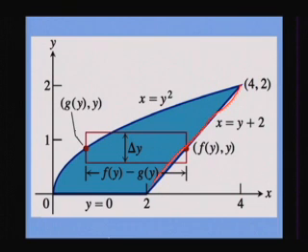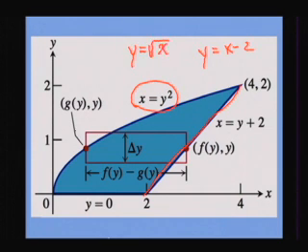We still have x equals y plus 2, which has been rearranged from the original y equals x minus 2, and we have the curve x equals y squared, which came from y equals the square root of x.